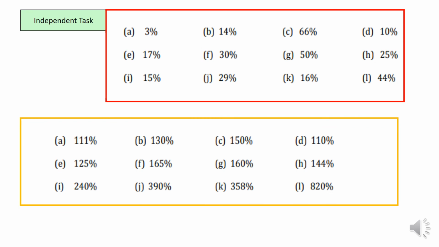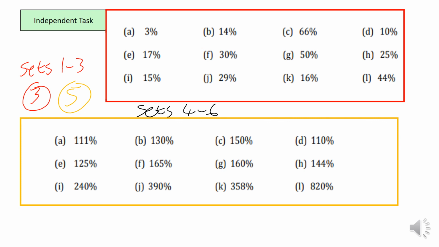If you are set 1 to 3, can you please have a go at 3 questions from red and 5 questions from amber. I'm just going to write that down for you. Sets 1 to 3, can you do 3 from red and 5 from amber? If you are set 4 to 6, can you please have a go at 5 from red and 3 from amber?